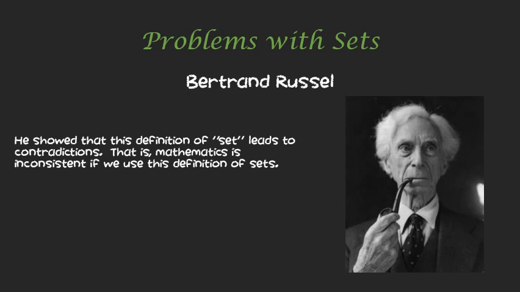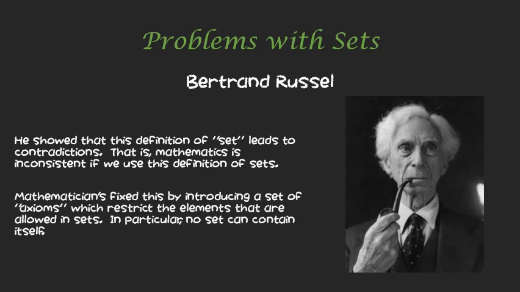So he showed that this definition of set leads to contradictions, and so mathematics is inconsistent if we use this definition of sets. So we've got to throw away this definition of sets. It just doesn't work. We can't just say it's a collection of objects. In some way, it's just too simple a definition. And so the solution to this is something called the axiomatization of set theory, which means that really we needed to restrict the elements that are allowed to be in sets. And in particular, no set is allowed to contain itself with this set of axioms. So axioms are these statements that we sort of accept as true. We accept them as true and move on from that.